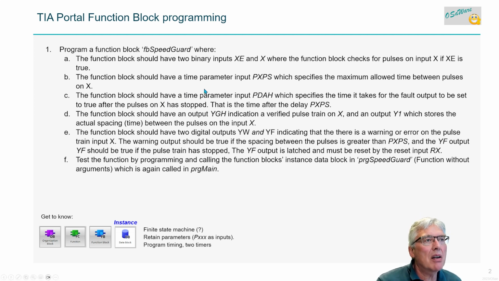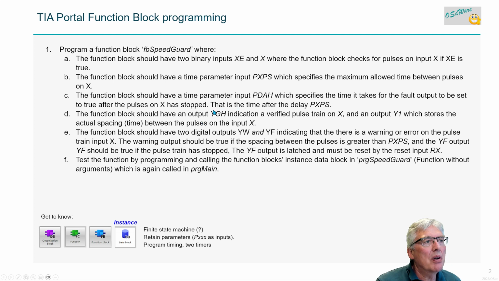And then you should have an alarm delay. Specified times it takes for the fault output to be set to true after pulses have stopped. Time after delay too. And this is here just so we need 2 timers. Time after delay for this one. Yeah, well, no, we can use the same timer.